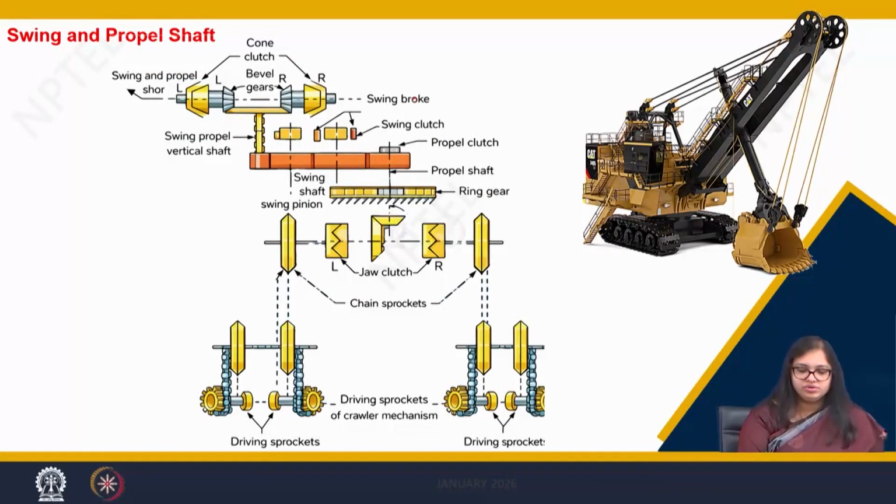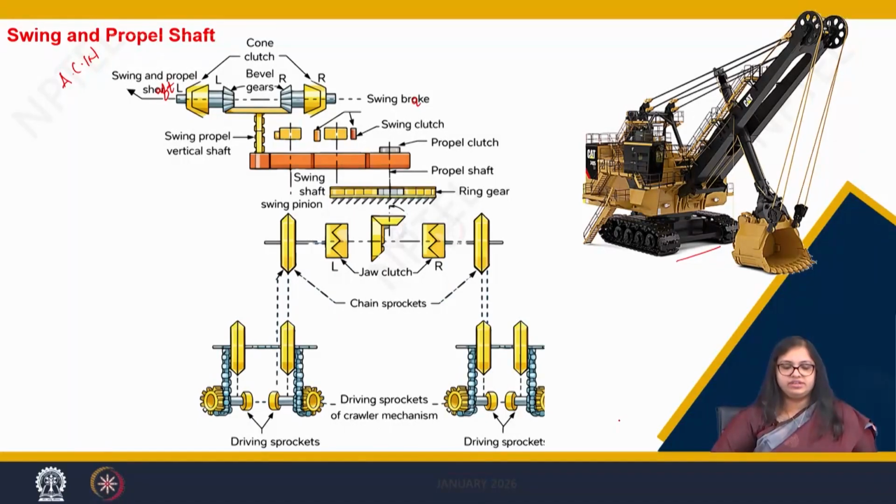Now, when we talk about the swing and propel shaft, there are some errors. In the swing and propel shaft, what did we assume? That it is rotating in anti-clockwise direction. Now, this is the construction of a swing and propel shaft, which helps in the swinging action of the turntable, and the propel action of the shovel, which gives the power to these crawlers for forward and backward movement.